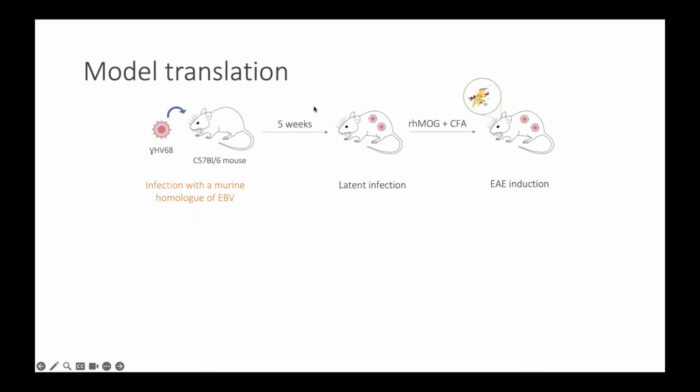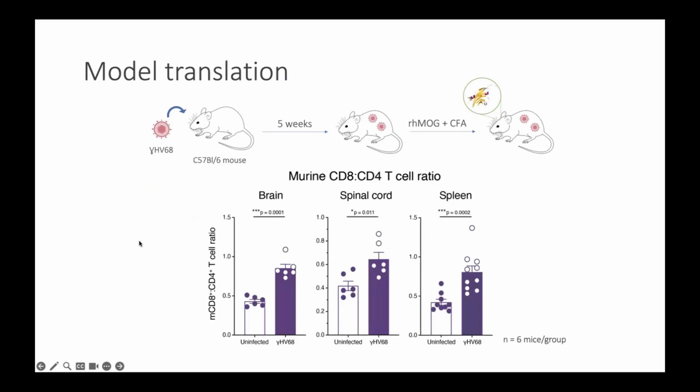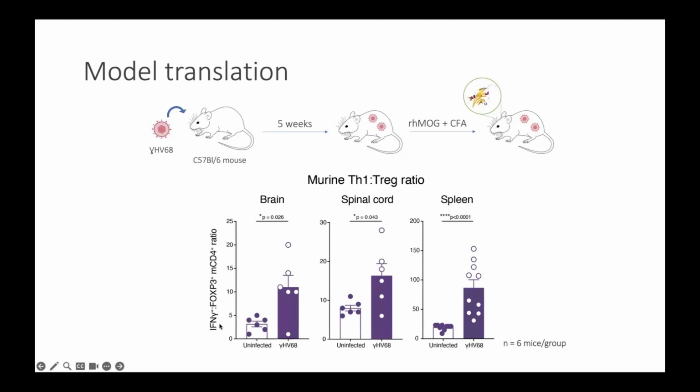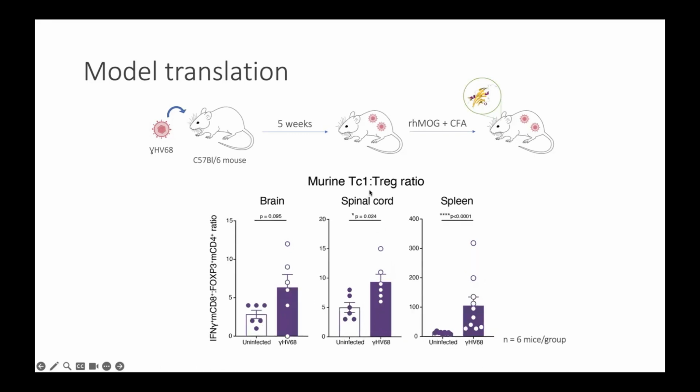What we also find interesting about this finding is that if you look at the gamma herpes virus model that I mentioned earlier, when you latently infect regular black 6 mice, these are not humanized mice, with gamma herpes virus, and then you induce with the same antigens, you see this same skew where our infected mice have a higher CD8 to CD4 T cell ratio in the brain, spinal cord, and spleen. They also have an increased Th1 to Treg ratio in the brain, spinal cord, and spleen compared to naive mice, as well as a TC1 ratio. So this suggests that gamma herpes virus infection in its latent form in itself is a predisposing factor to having a more aggressive Th1 TC1 response compared to a subdued regulatory response.